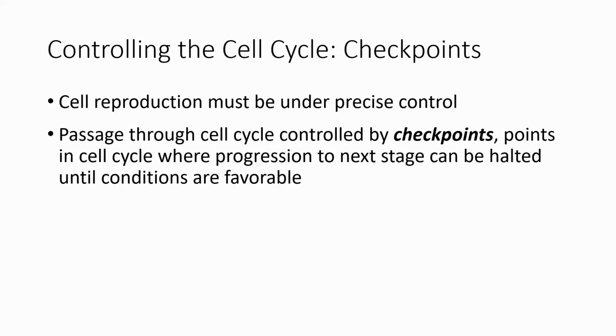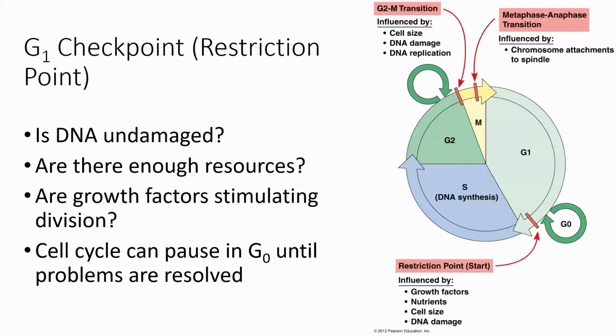Now, I've mentioned checkpoints a couple of times. These checkpoints are going to regulate progression through the cell cycle. And at each of these checkpoints, you're going to pause and say, okay, is everything okay in the cell? Can we move on to the next stage of the cell cycle? So there are several different checkpoints.